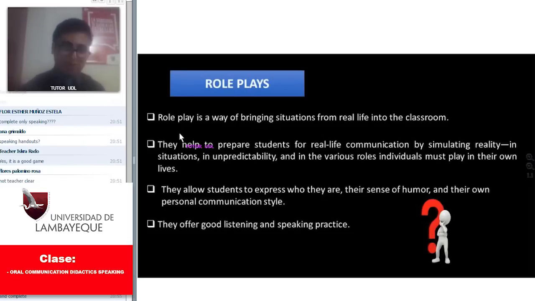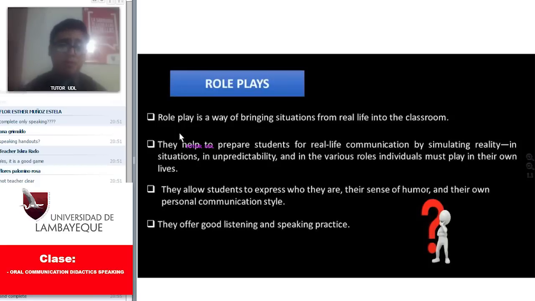So maybe one person is going to be the teacher or the waiter, right? Or the customer or the secretary, and the other is going to be another person, right? So, and they are going to start talking about a situation, a real situation. So the learning in this case is going to be more meaningful for them, okay?